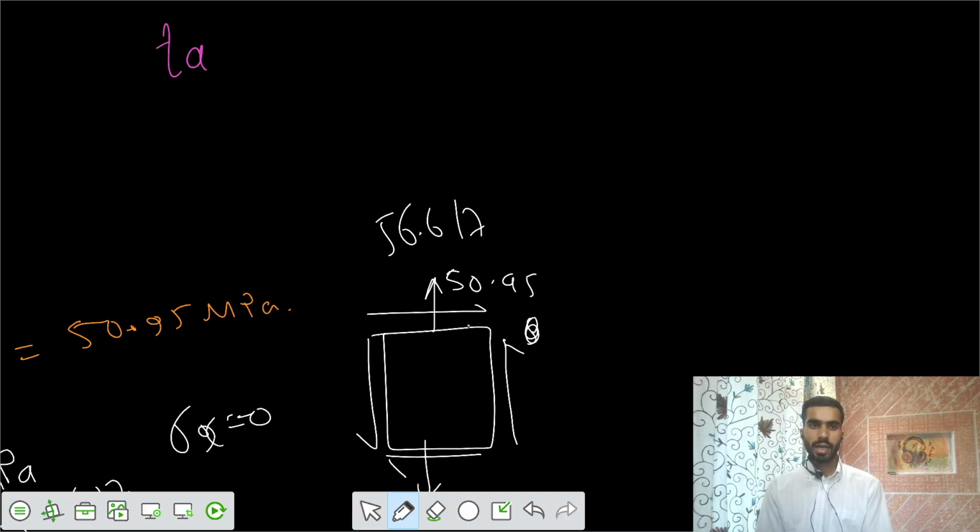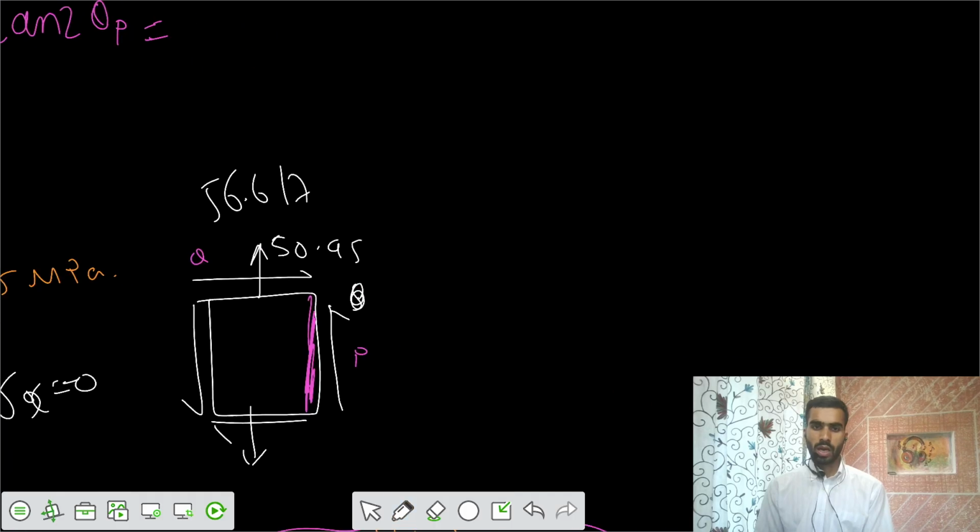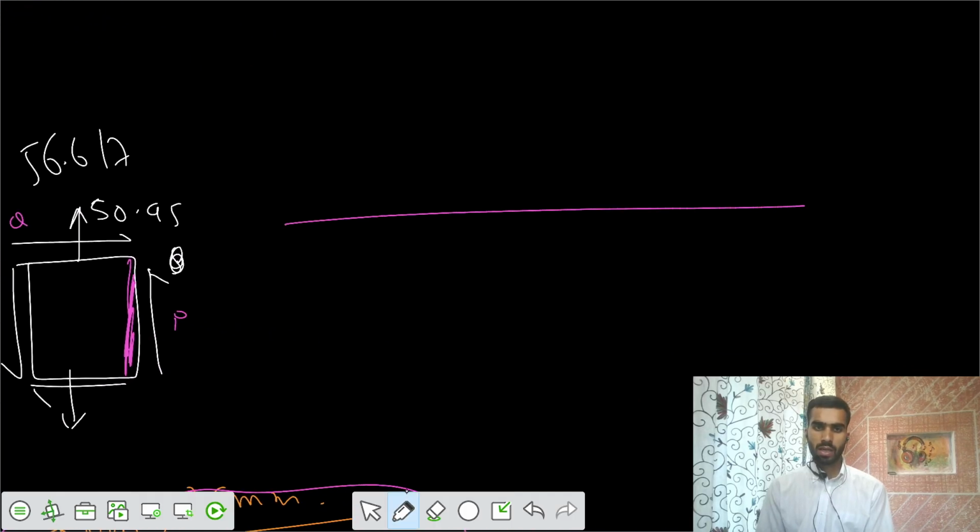If I write tan 2 theta p, with respect to this vertical, what is the location of that principal plane? Let's say this is your plane P, this is your plane Q. If I want to make it more clear with the circle, you had those two planes. Plane P has 0 normal stress and some tau that's anti-clockwise.